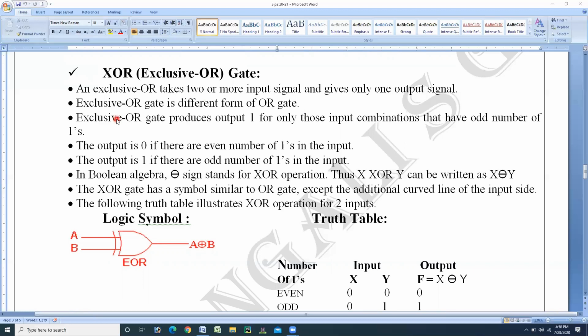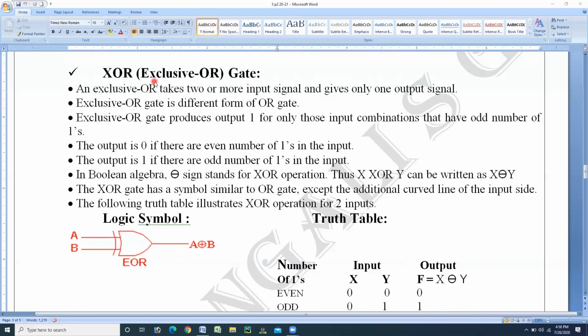An exclusive OR gate takes two or more input signals and gives only one output signal. Again, a doubt point: except the NOT gate, because the NOT gate takes only one input and produces only one output. Other than that, we can write this sentence as one point in the gates. The XOR gate takes two or more input signals and gives only one output signal. Then the next point: the XOR gate is a different form of OR gate. It is a different form of OR gate only.